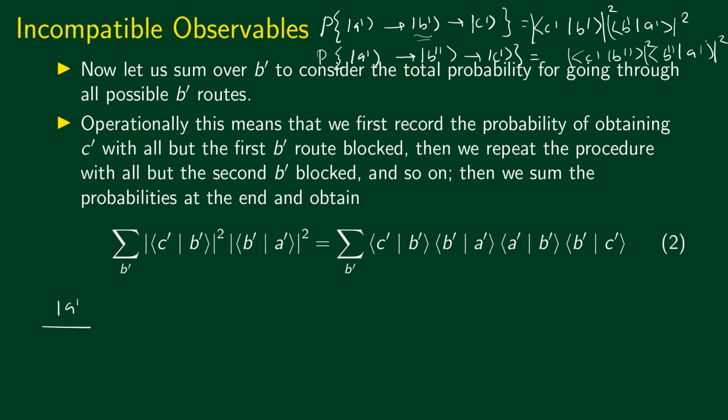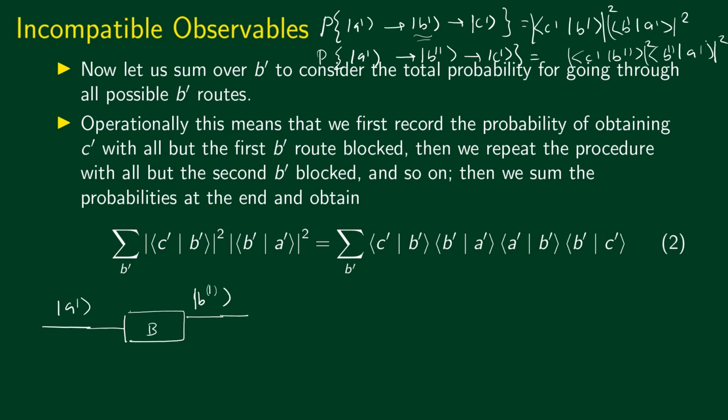We start with a ket A prime. In the first apparatus, I send it to a measurement apparatus for B, or a filter. The filter includes the measurement apparatus and blocking of all other beams. So I have a ket. Let me denote it as ket B1 here.